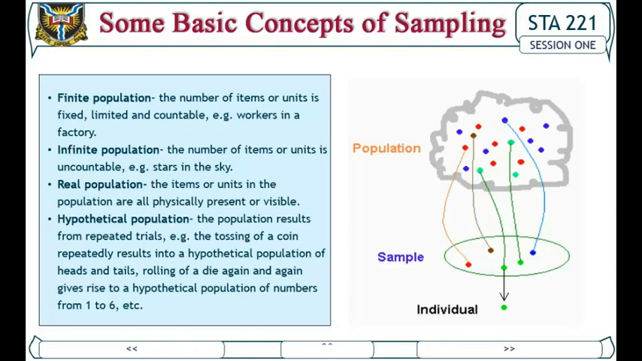Hypothetical population. The population results from repeated trials, e.g. the tossing of a coin repeatedly results into a hypothetical population of heads and tails. Rolling of a die again and again gives rise to a hypothetical population of numbers from 1 to 6, etc.